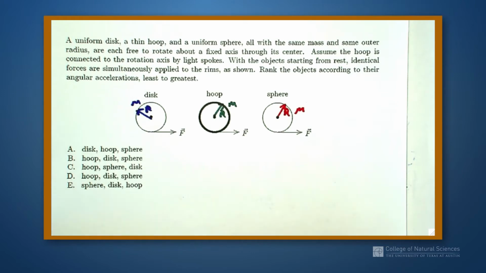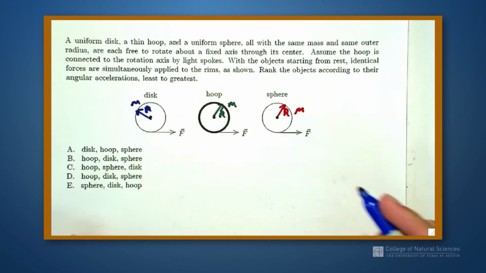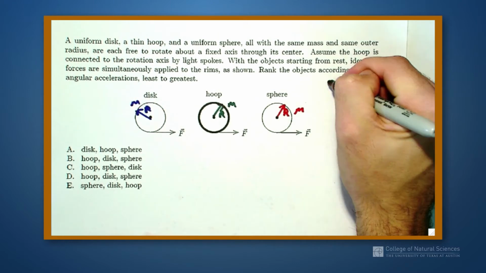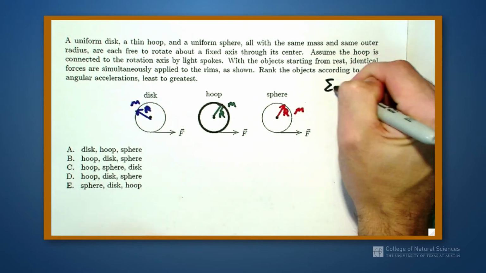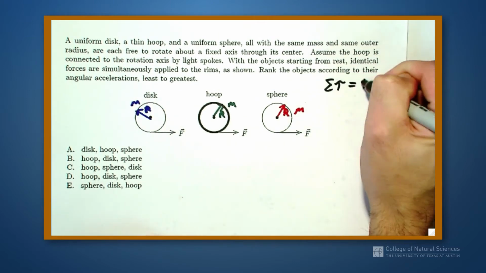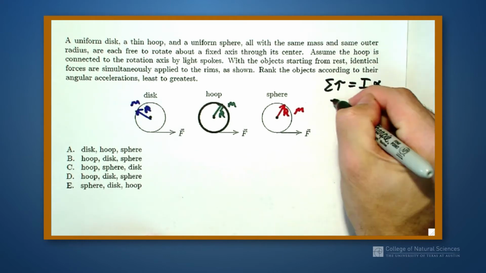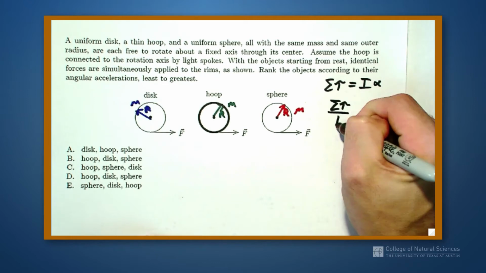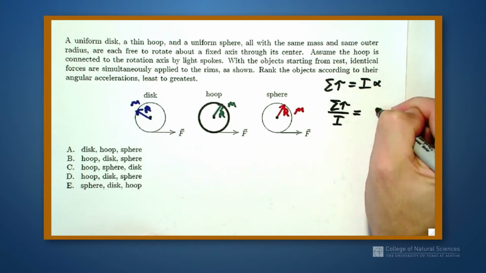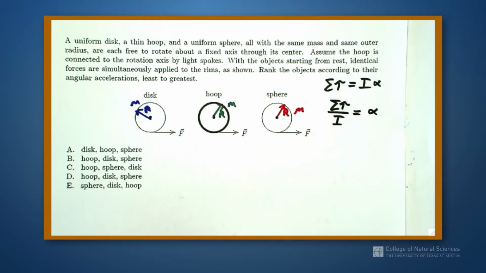All right, this problem isn't too bad, but it does take two steps to get each part. One of the steps we need to do is figure out what our net torque is, because our net torque will give us an angular acceleration. So our net torque over our moment of inertia is going to give rise to our angular acceleration. So let's go through and calculate the net torque for each of these cases.